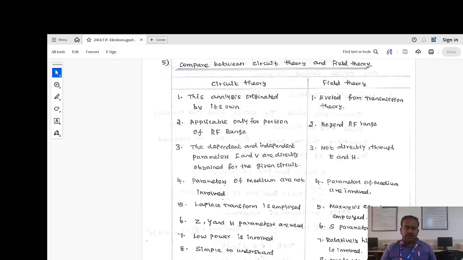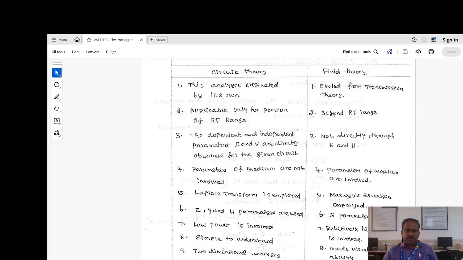The dependent and independent parameters, current and voltage, are directly obtained for the given circuits, whereas in field theory they are obtained not directly but through E and H. In circuit theory, the parameters of the medium are not involved, whereas in field theory the parameters of the medium are involved. In circuit theory, the Laplace transform is employed to solve the equations, whereas in field theory Maxwell's equations are employed for deriving the equations.